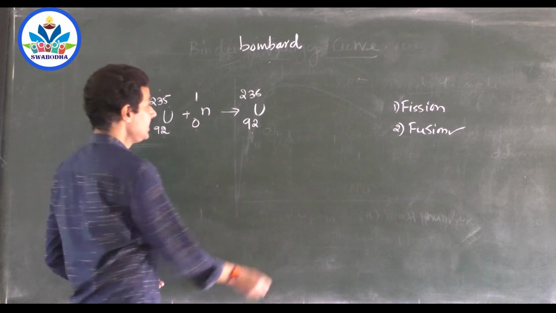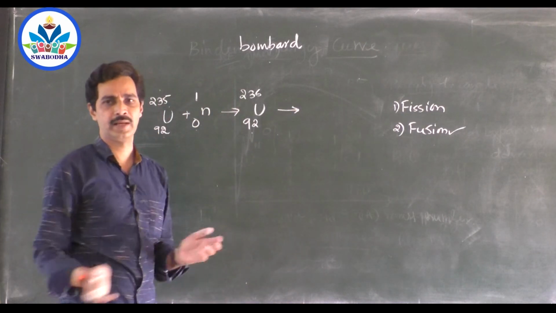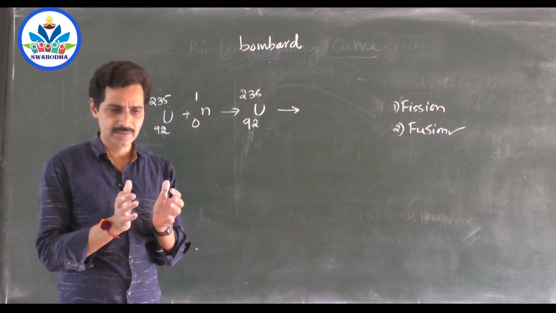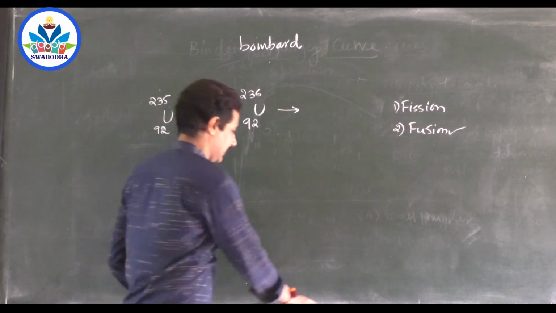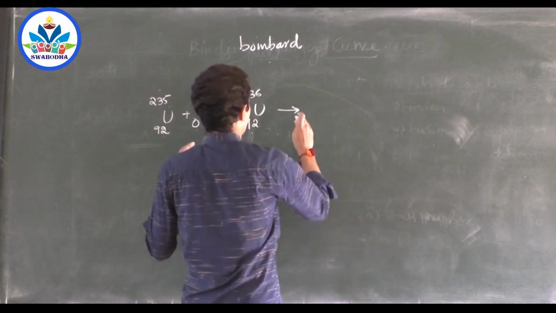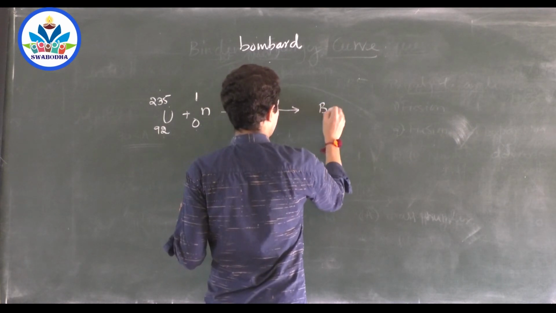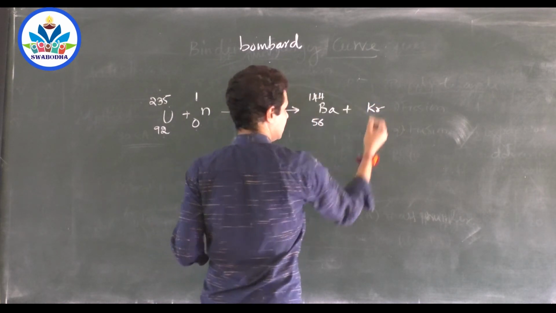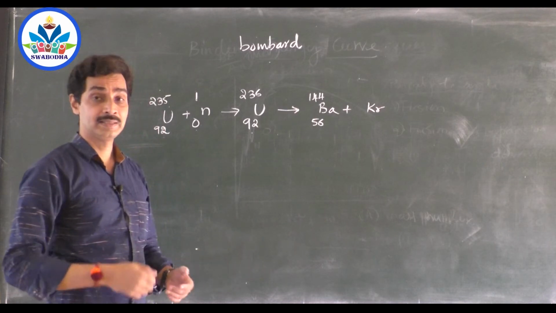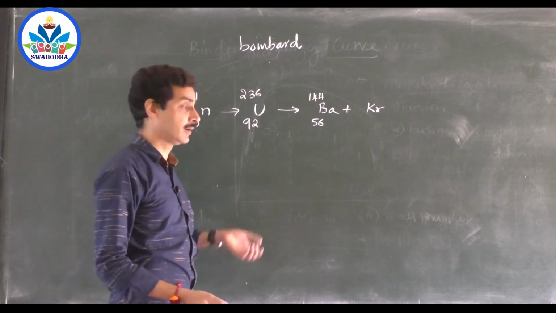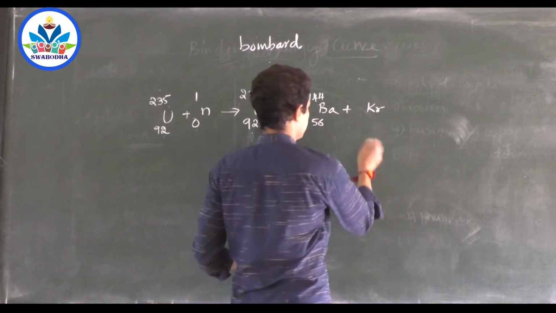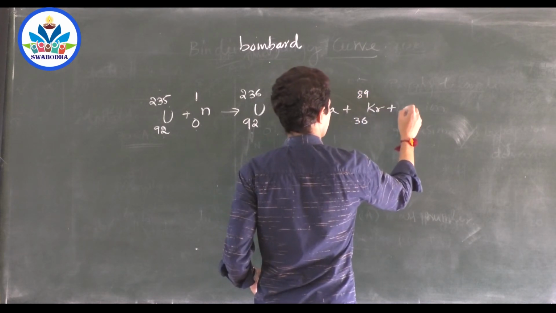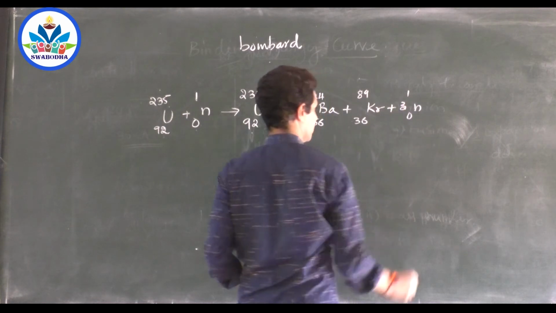Now this nucleus is not stable. At any moment it can break up because its binding energy per nucleon is very less, and there is no stability inside the nucleus. So it breaks up into two elements. One is barium, 56 barium 144, plus another one, krypton. This is one example where it can happen. The products may not be the same in all cases. All the uranium may not yield the same products. But I will take one example, 36 krypton 89, and 3 neutrons are produced.